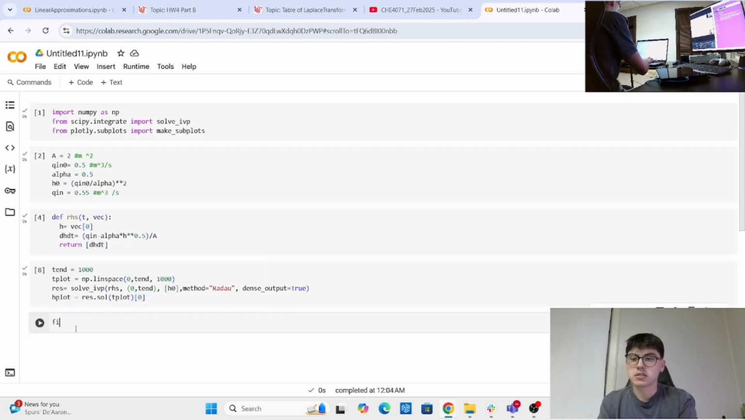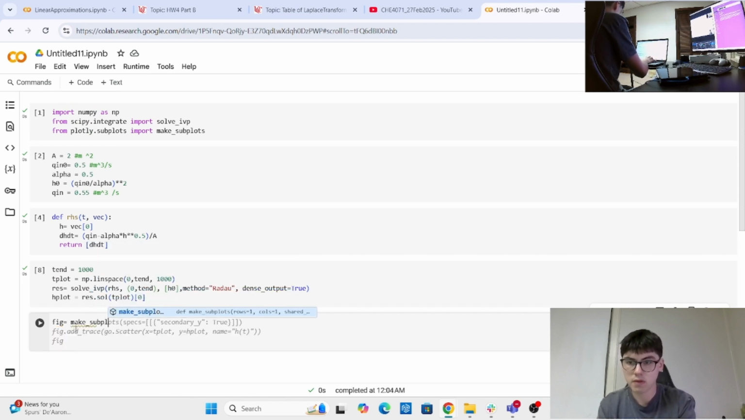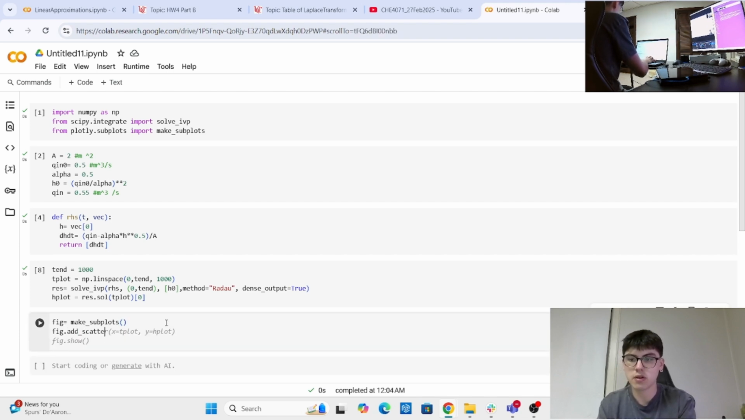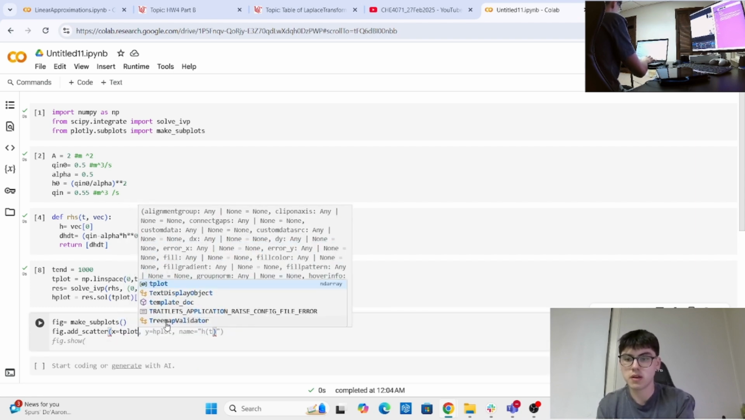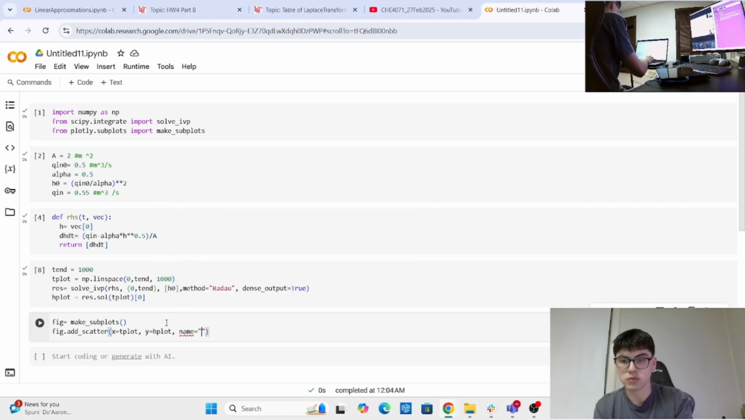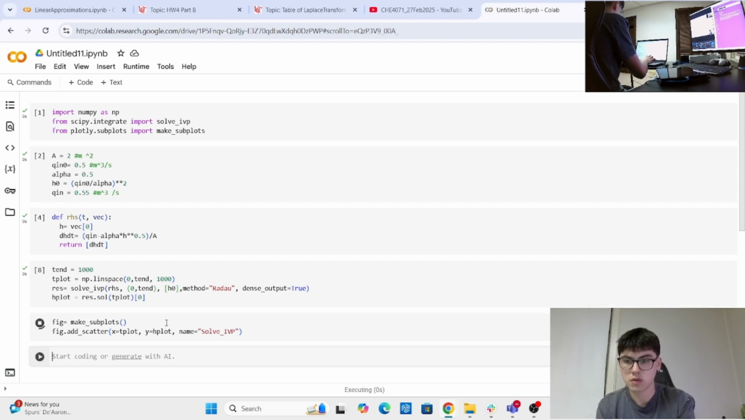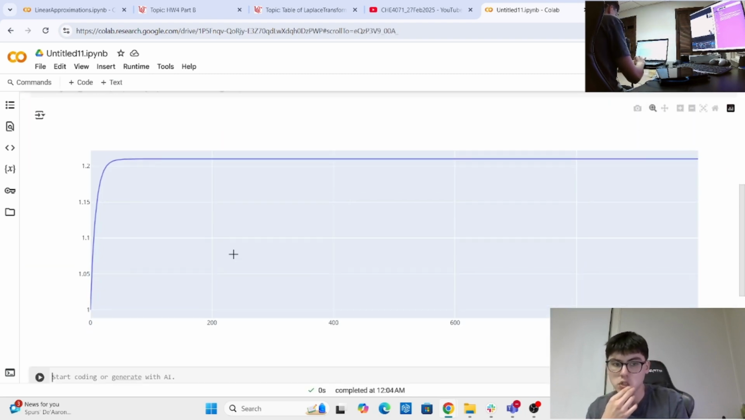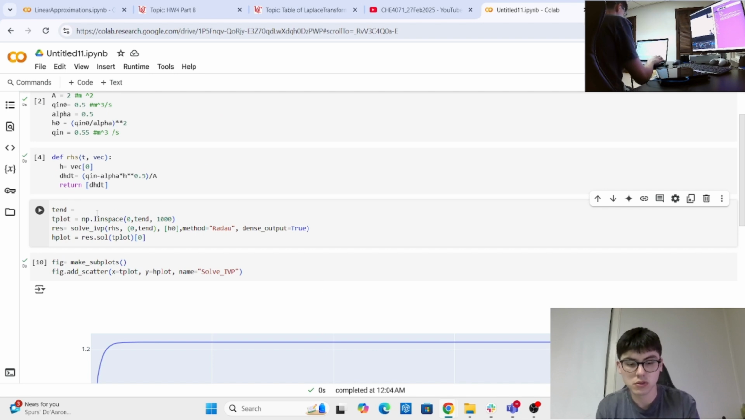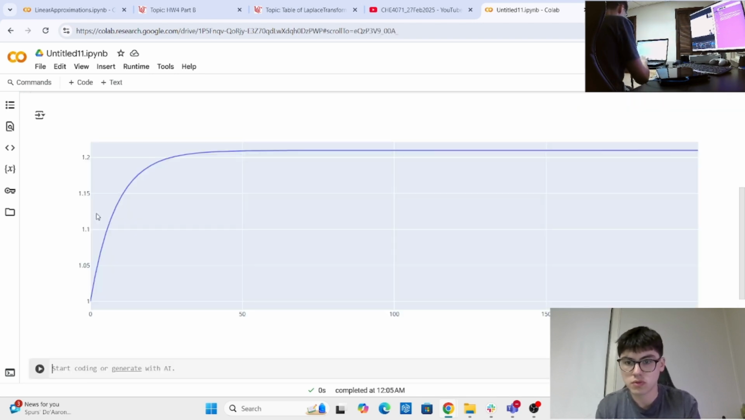And now we can go forward and make the plots. So fig equals make underscore subplots, and fig dot add underscore scatter. X will be equal to t plot. Y will be equal to h plot, and let's name it solve IVP. So there's our plot. It reaches the steady state a lot faster than we need, so we can change this around.